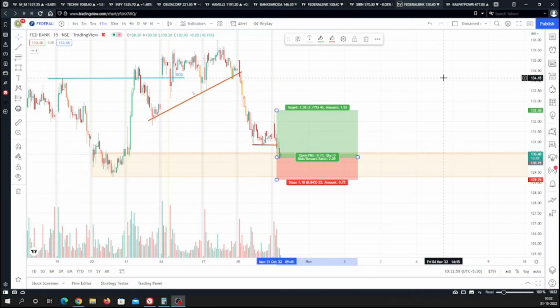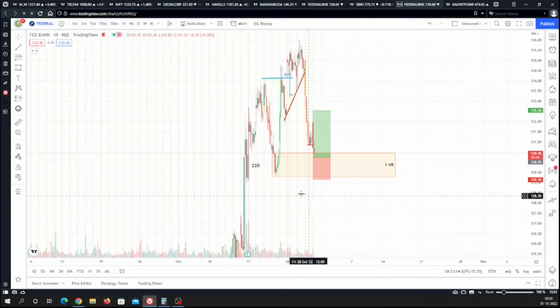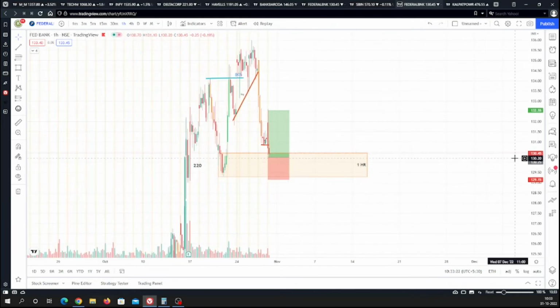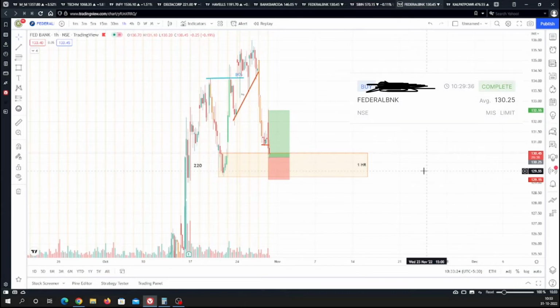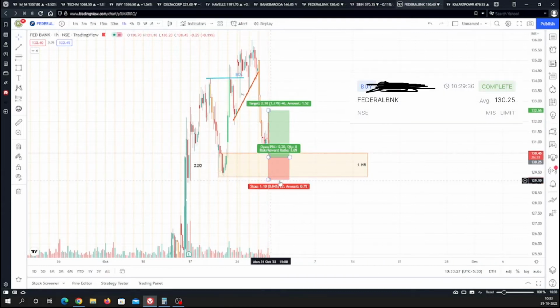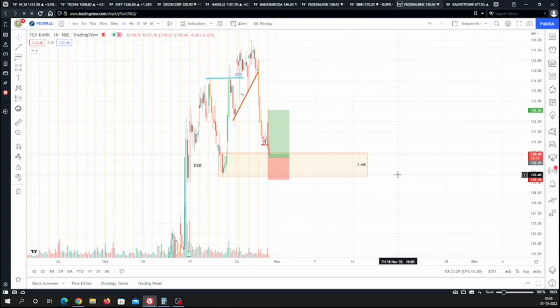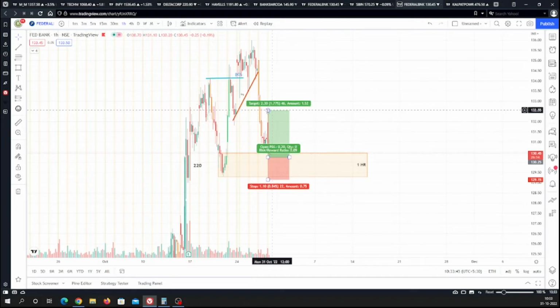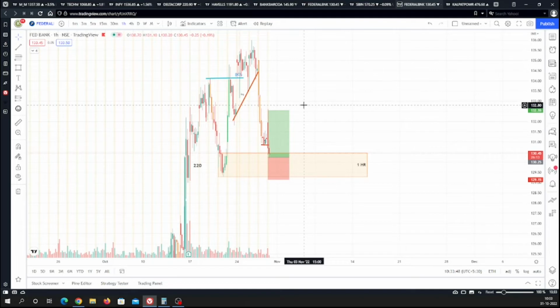So today's entry is in Federal Bank. As you can see here, this is a 1 hour order block, and our entry has been triggered at 130.25. I have kept my stop loss at 129.15, and as per my plan, I am planning to take half my positions at 1:1, then trail my stop loss according to the momentum. Maybe I'll exit my whole positions at 1:2 or 1:3. Let's see how the market goes.